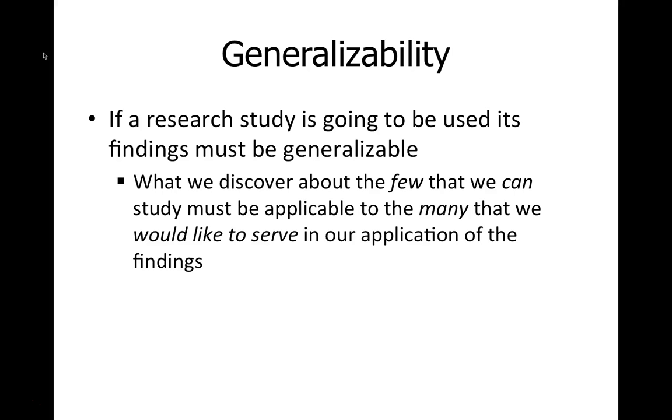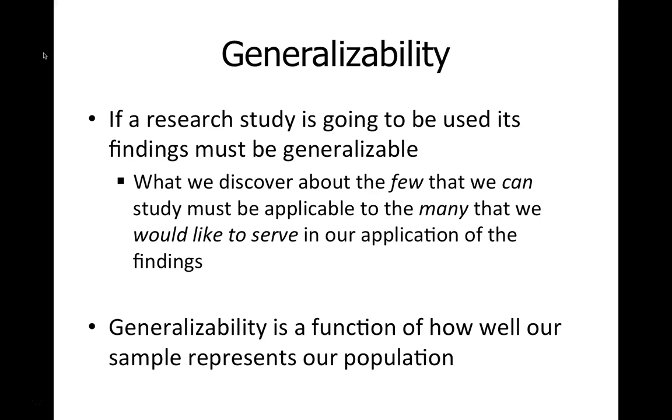So one of the basic ideas behind all of these sampling techniques is generalizability. If a research study is going to be used, its findings must be generalizable. And so what we discover about the few people that we can actually study must be applicable to the many people that will hopefully benefit from the application of our research. So if we're studying a sex ed program in a single school, hopefully the findings of that will be applicable to a lot of people who may get that sex ed program in the future or who are already getting that sex ed program. And generalizability is a function of how well our sample represents our population.